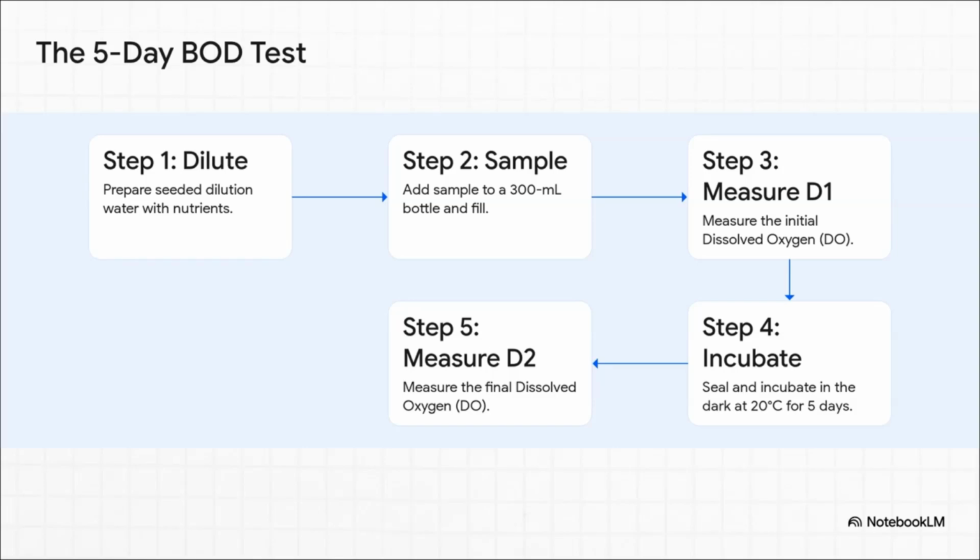We measure the oxygen, seal the bottle up tight, and then stick it in an incubator for 5 days. And this part is crucial. We keep it in the dark. Why? To prevent any algae from growing and producing their own oxygen, which would totally mess up our results. After 5 days, we measure the final oxygen and plug it into our formula.